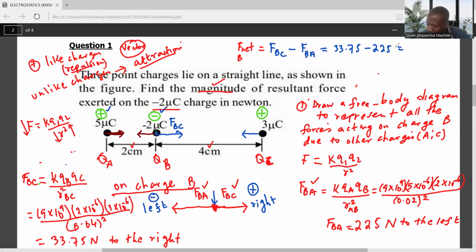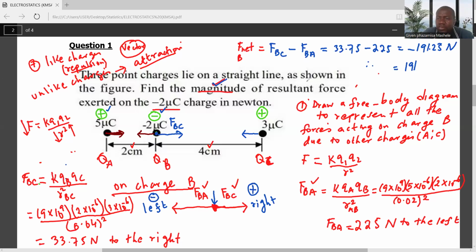So it will be 33.75 minus 225, which will give us minus 191.25 Newton. By the way, the minus is for the direction. And since they want the magnitude, the magnitude here will be 191. Oh, sorry, I apologize, I said the force on BC. It's supposed to be the F net. So we're supposed to say F net at B.